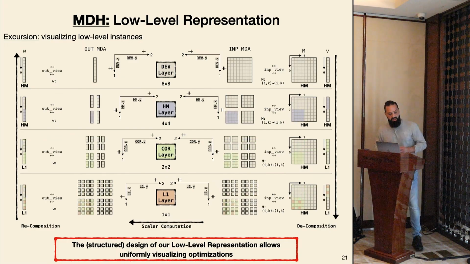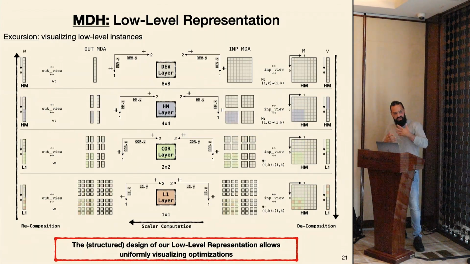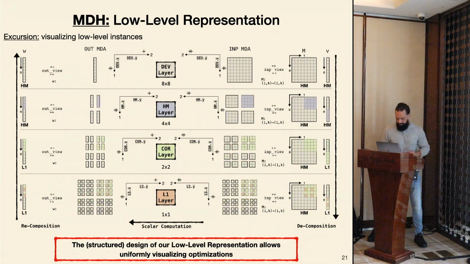Okay, and we could also show, because of the design of our low-level representation, which tries to be very uniform and to follow some structure for all kinds of instances, that we could even visualize optimizations for different kinds of architectures and different kinds of computation in a uniform way, which looks like this. So here on the right side, for example, you can see how the problem is made gradually smaller, in this case a matrix-vector multiplication. At the bottom part, we compute on these smaller problems and then we recompose these smaller results to the final result.